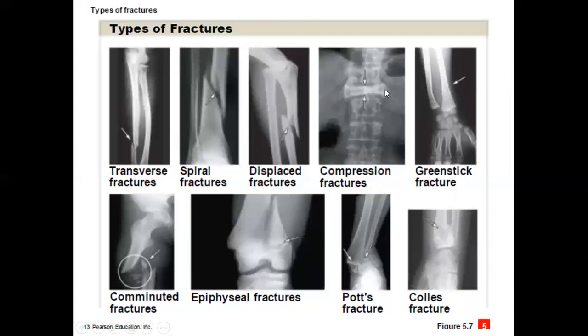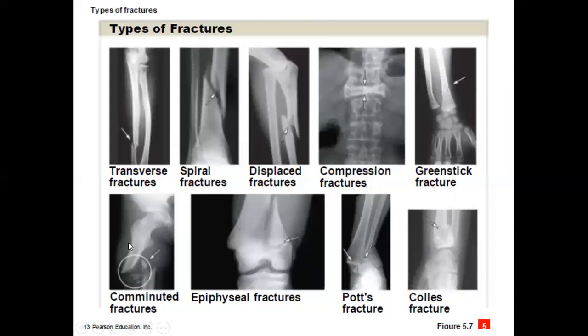Compression fractures are usually related to vertebrae. So here's a normal vertebra. Look at how compressed that is. So think about compressing something in a vise or something. That's a compression fracture. Those are usually exclusive to vertebrae. Greenstick fractures are a partial fracture. So the bone hasn't fractured completely through. It's just that one part of the bone has been fractured.